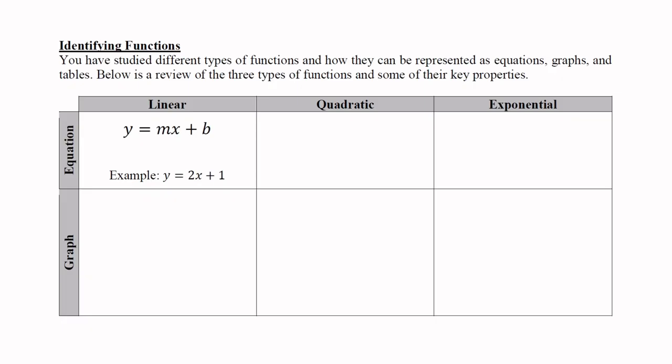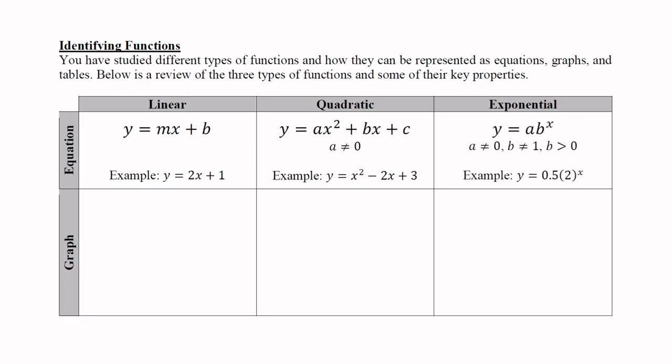Your 2 is your slope. Your 1 is your y-intercept. M is slope. B is y-intercept. For quadratic, you have ax squared plus bx plus c. So for example, x squared minus 2x plus 3. And in an exponential, you have y equals ab to the x. For example, 0.5 times 2 to the x.